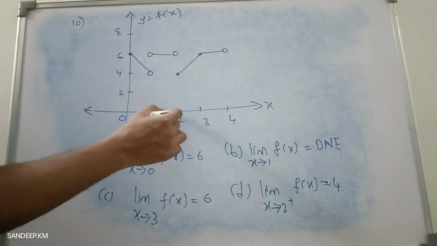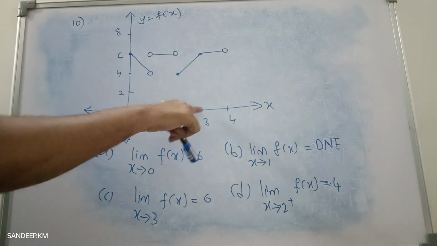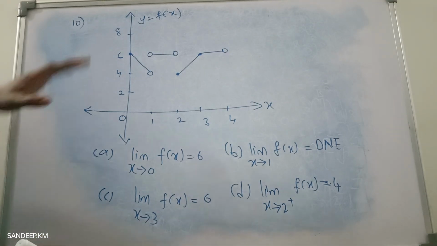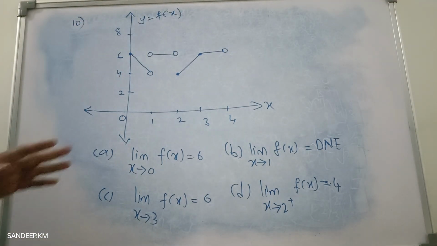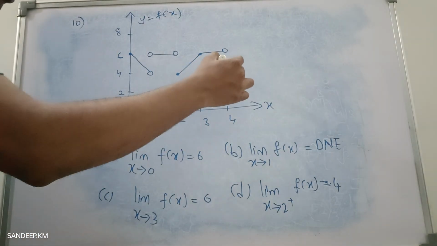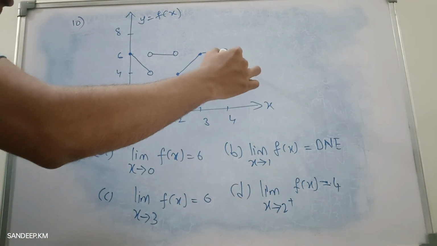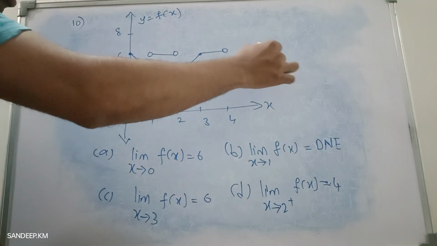Then when the input changes from 2 to 3, the output increases. Okay na? Then similarly, I hope you understood this. This is the graph of y is equal to f of x. 4 options are given and we are supposed to check which options are true.